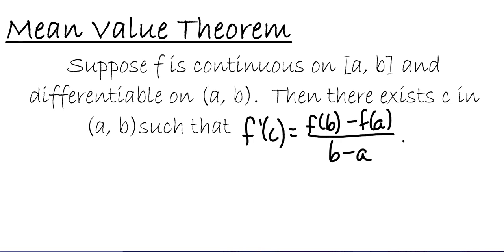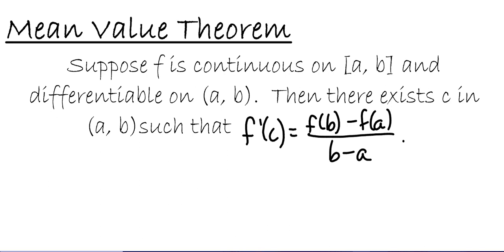Okay, so time to bring up the big deal. This is the mean value theorem. This is the thing that goes on the index card. This is the thing you want to know. We suppose that f is continuous on a closed interval, differentiable on that open interval. Then there exists some number c in between a and b such that f prime of c is f of b minus f of a over b minus a.